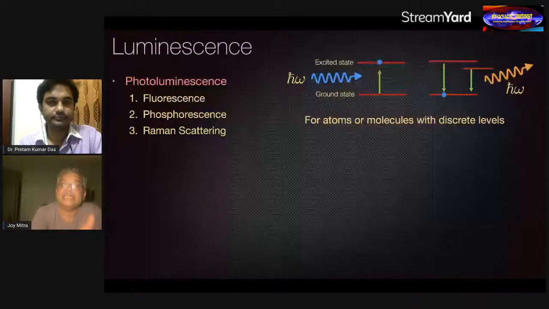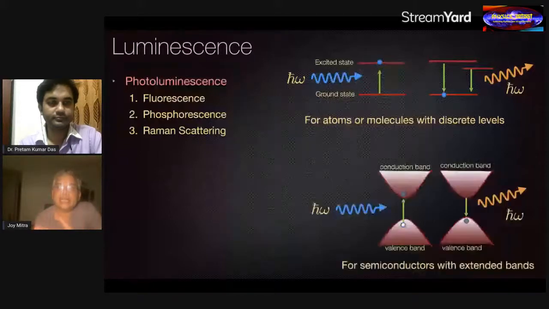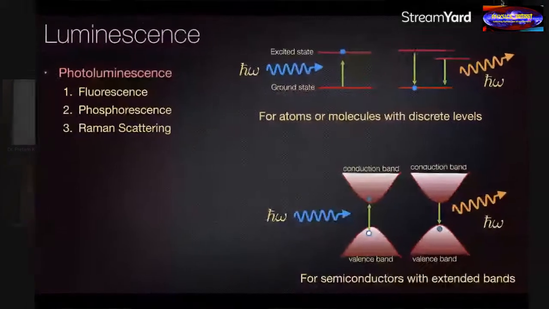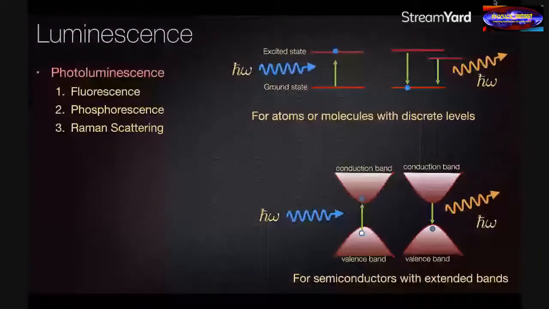Absorption of light can lead to electrons transiting from the valence band to the conduction band, and then emission of light comes as the electron de-excites from the conduction band to the valence band.